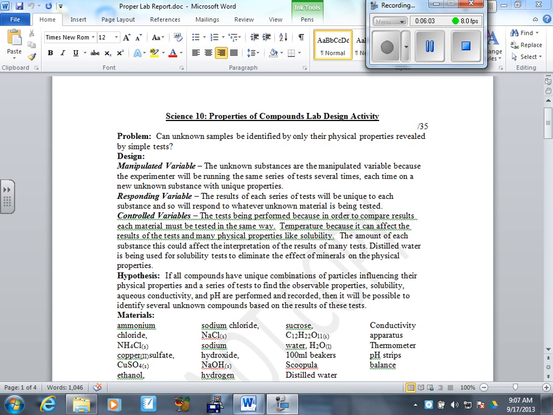Our responding variable: the results of each series of tests will be unique to each substance, and so will respond to whatever unknown material is being tested. All right, so again, a thorough explanation as to why.